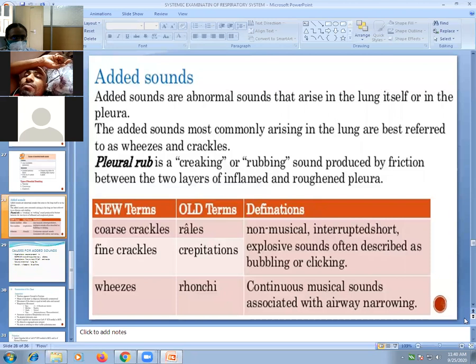Now, what are the added sounds? Added sounds are abnormal sounds that arise in the lung itself or in the pleura. These added sounds that most commonly arise in the lung are referred to as wheeze, rhonchi, or crackles. So, two types of abnormal sounds: crackles, crepitations, or wheeze, rhonchi. Rhonchi are musical sounds. Wheeze is also a musical sound, audible without a stethoscope, very common in bronchial asthma patients. You can hear that musical or whistling sound in an asthma patient. That is called wheeze or rhonchi.